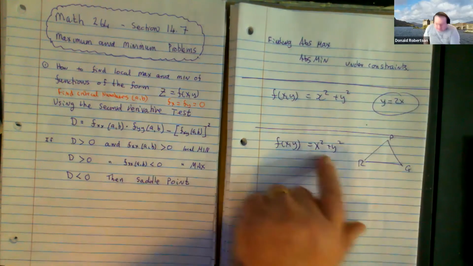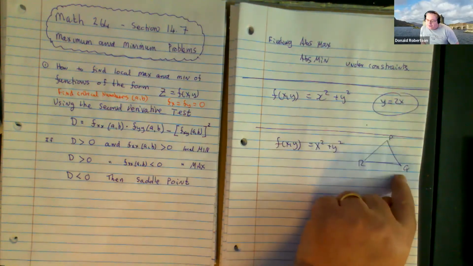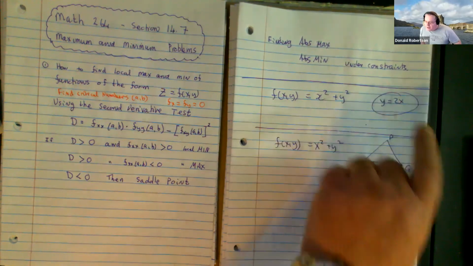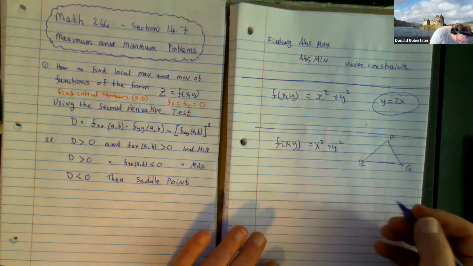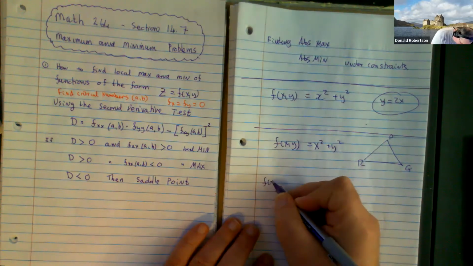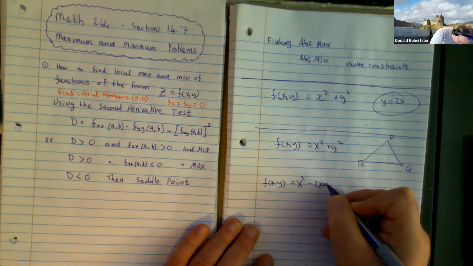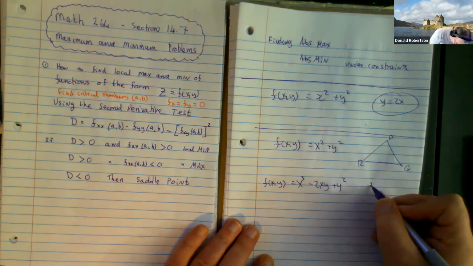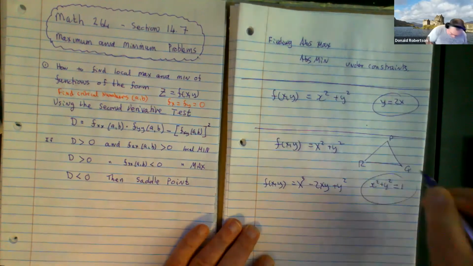So you're not picking every single value in the universe. You're only choosing values on a triangle, or you're only choosing values on a straight line, or you're only choosing values on the circumference of a circle. There will be a constraint, and sometimes the constraints are themselves functions. So you might get something like this: x cubed minus 2xy plus y squared, subject to the constraint that x squared plus y squared must equal 1.